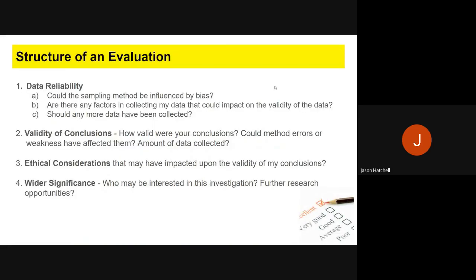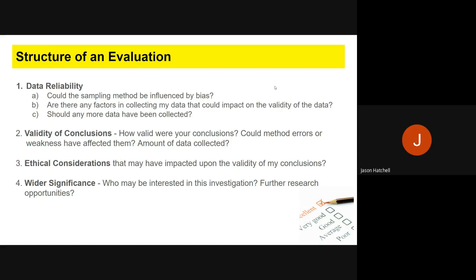Now let's move on to evaluation. So evaluation has 4 main strands, and it's critical that you use these strands as titles in your evaluation to make sure you are hitting the level 4 mark bands that you can. So we've got data reliability, validity of conclusions, ethical considerations, and wider significance.